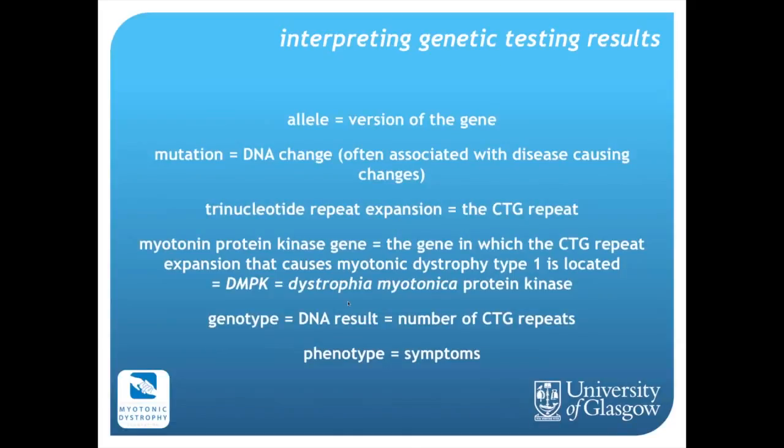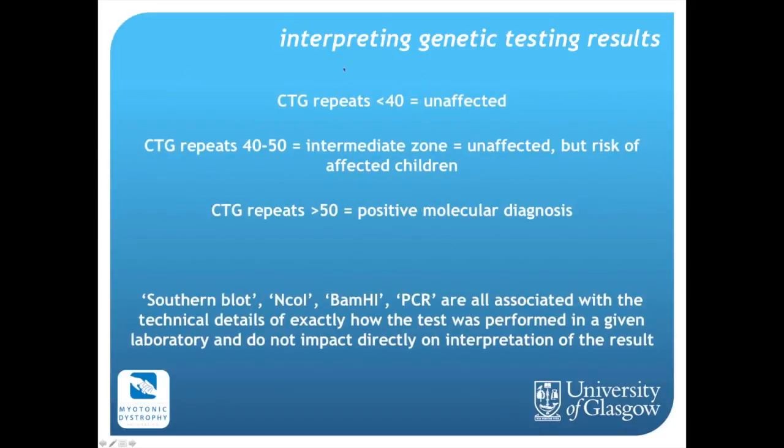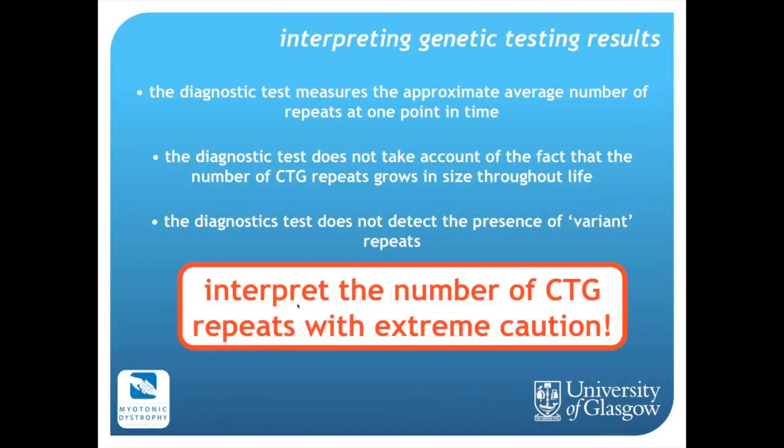Again, this slide here has some of those definitions of the repeats that we just talked about on the last 2 examples. And again, some more definitions there, and what we consider to be the approximate sizes. So less than 40 repeats is unaffected, 40 to 50 is this intermediate zone, unaffected but risk of affected children, and greater than 50 is a positive diagnosis. And all these other terms down here, those are associated with a specific method, and you don't really need to worry about those.